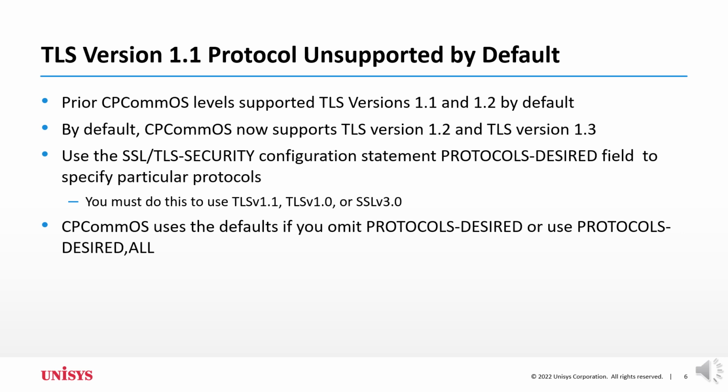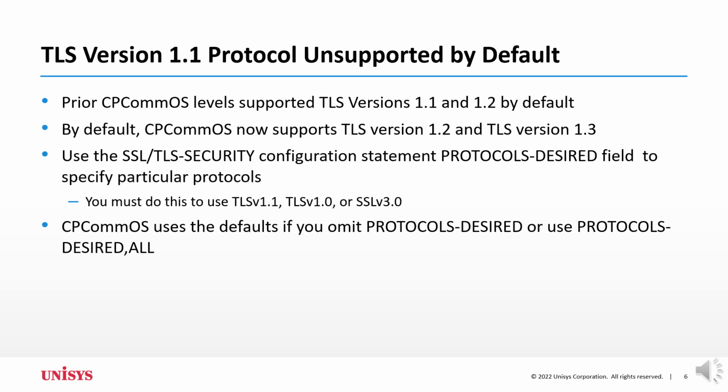The SSL TLS component in previous versions of CPCommOS supported TLS versions 1.1 and 1.2 by default. If your application required TLS version 1.0 support or SSL version 3.0 support, you have to specifically configure it for use in the CPCommOS configuration. The protocols desired field of the SSL TLS security configuration statement specifies the versions of the SSL TLS protocol that you allow. You can configure specifically desired protocol versions. You can also omit this field or specify all, both of which mean that CPCommOS allows the default list of protocols. This default list no longer includes TLS 1.1. If you need SSL version 3.0, TLS version 1.0, or TLS version 1.1, you must specifically configure them by naming them on the protocols desired field.